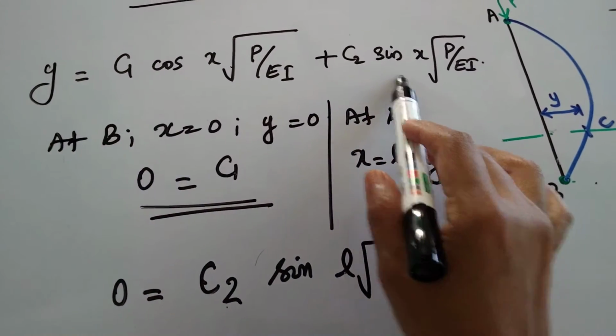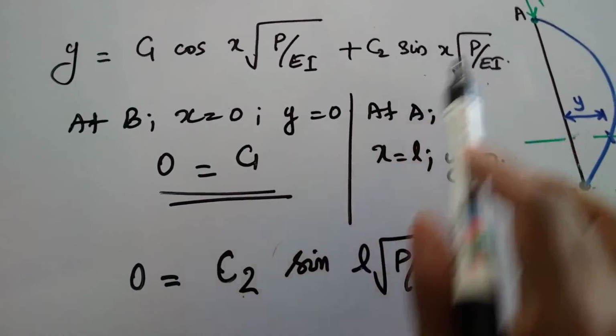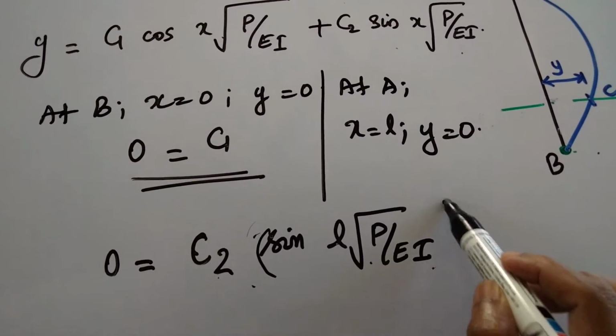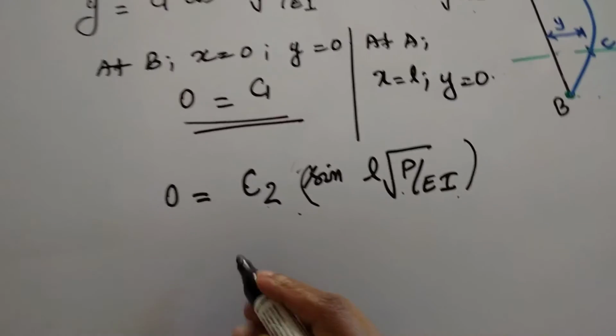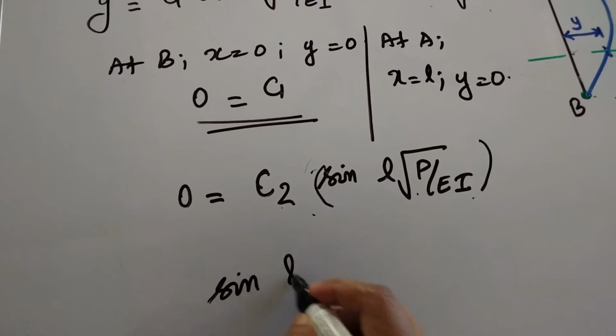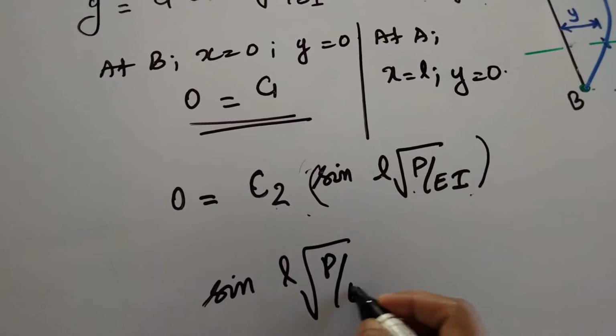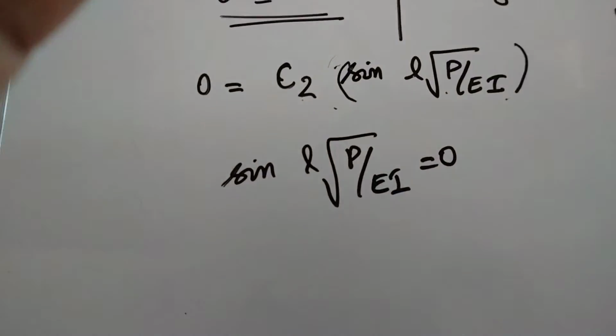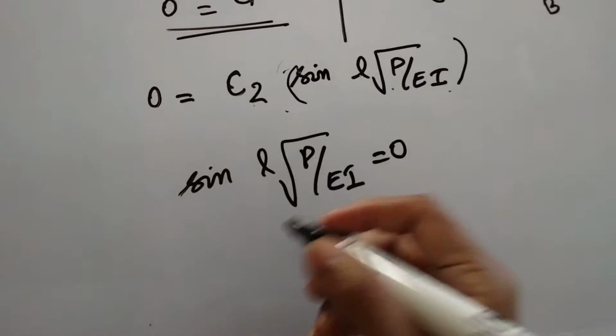So if c2 is also 0, this term will be 0. So that is not possible. So the only possibility is this term is equal to 0. So that is sin(L root of P by EI) is equal to 0. That means sin of L root of P by EI is 0.